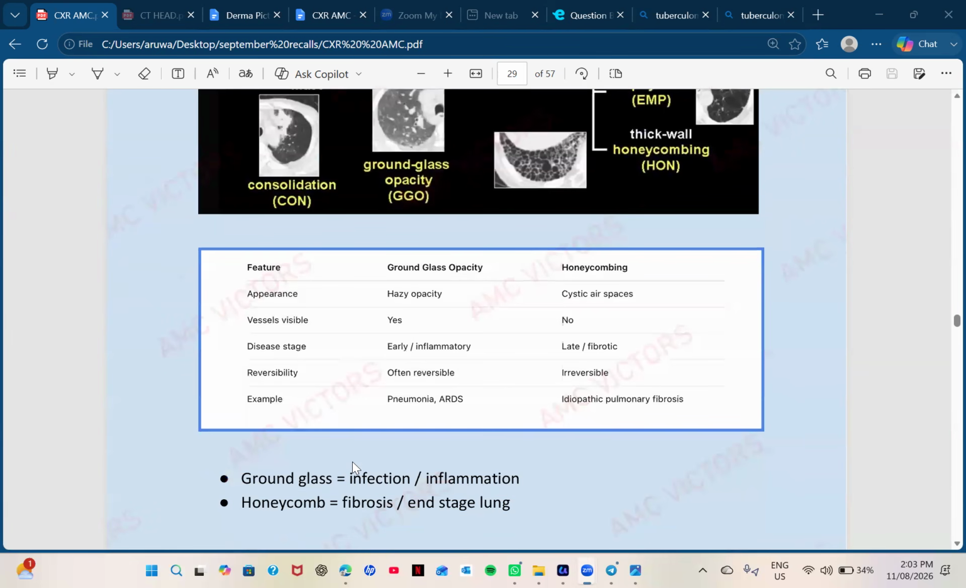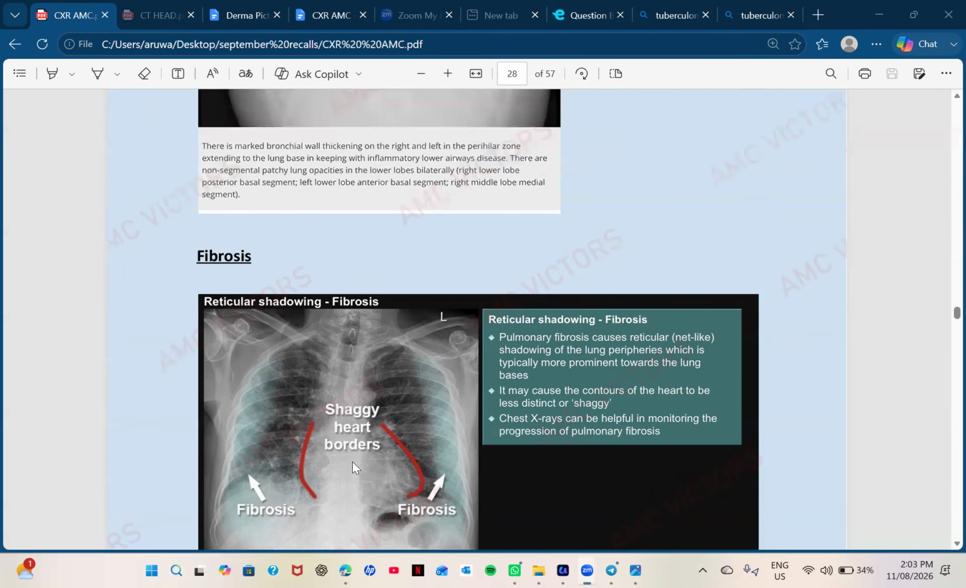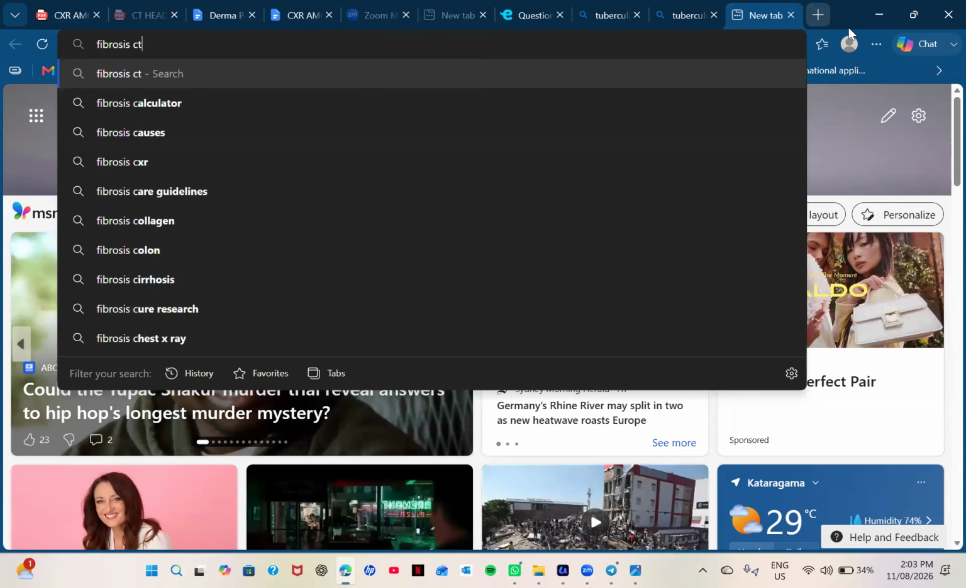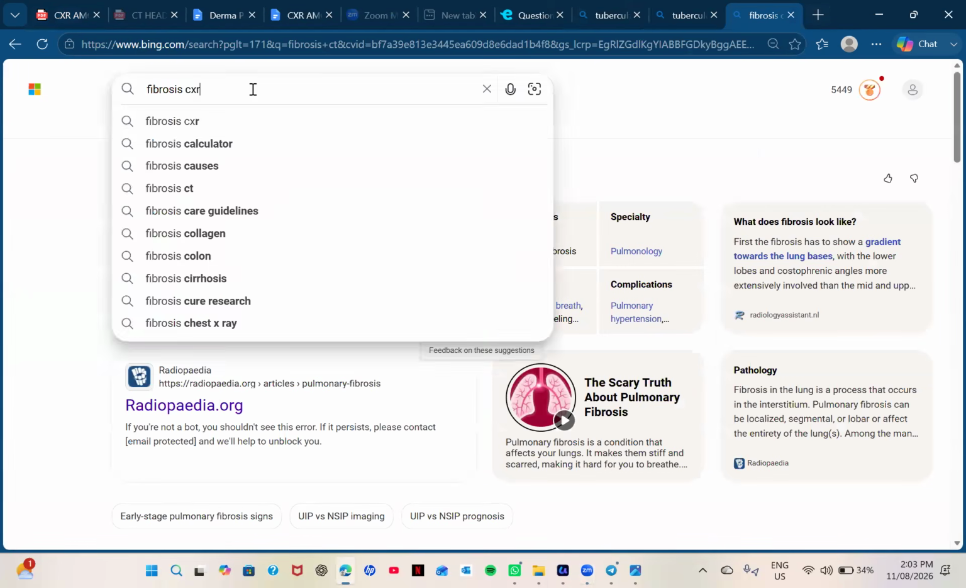Okay. Okay, I'll show a better picture. This one is colored because we can see it better in the CT, not in the chest X-ray.